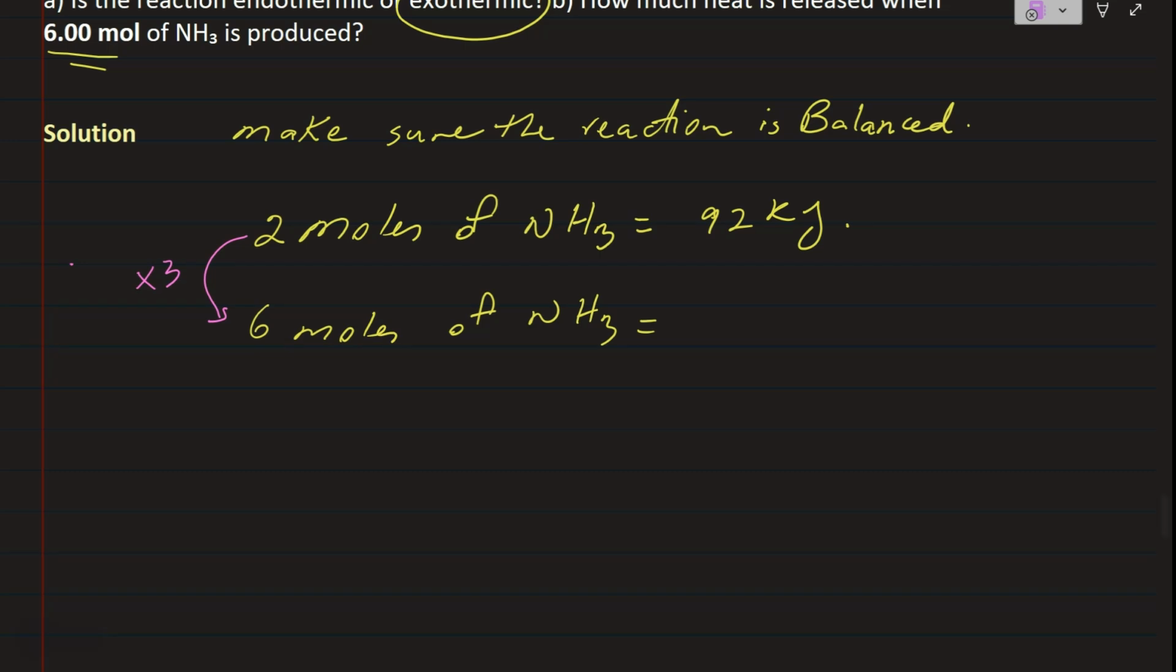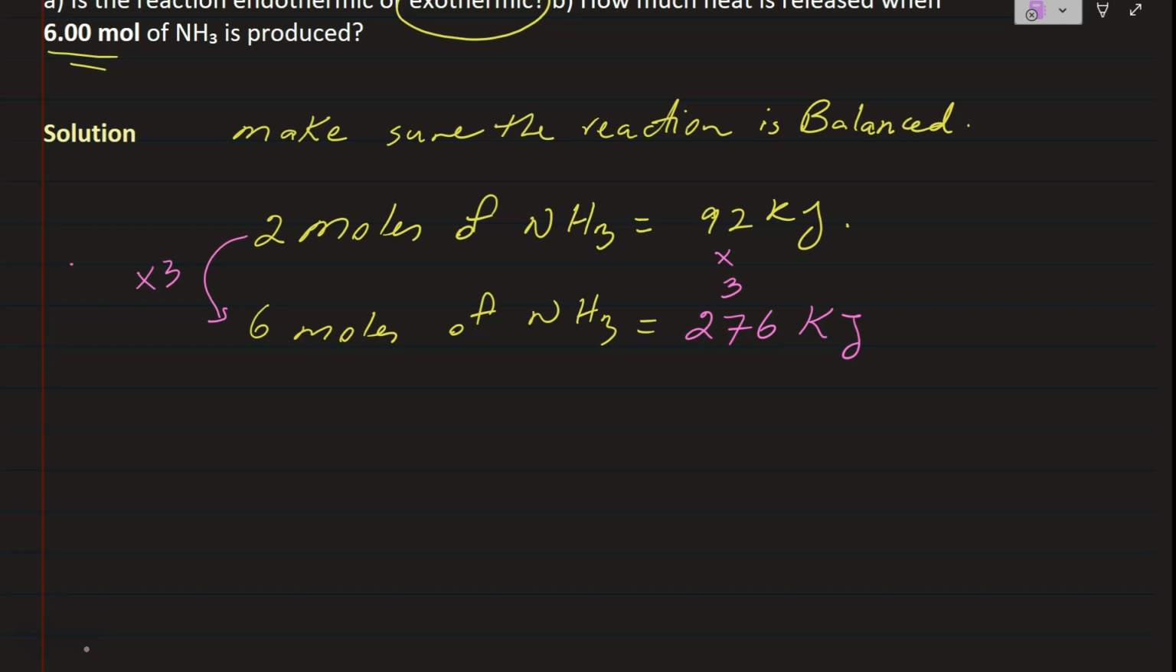Well, that ratio must hold. If I multiply 92 by 3, that will be the amount of energy that is released. It is exactly directly related, just like the mole equations and the mass as well. So in this case it would be 276 kilojoules. That's how you do it.